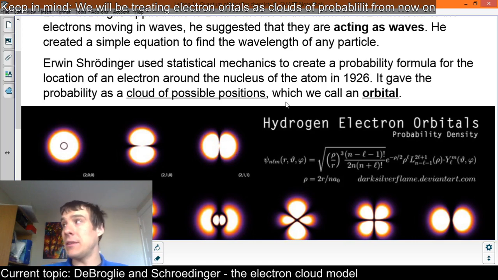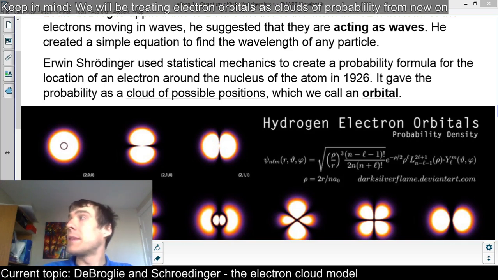An orbital is this cloud of probability, which I'm just really bad at spelling today. Orbital probability. There we go.